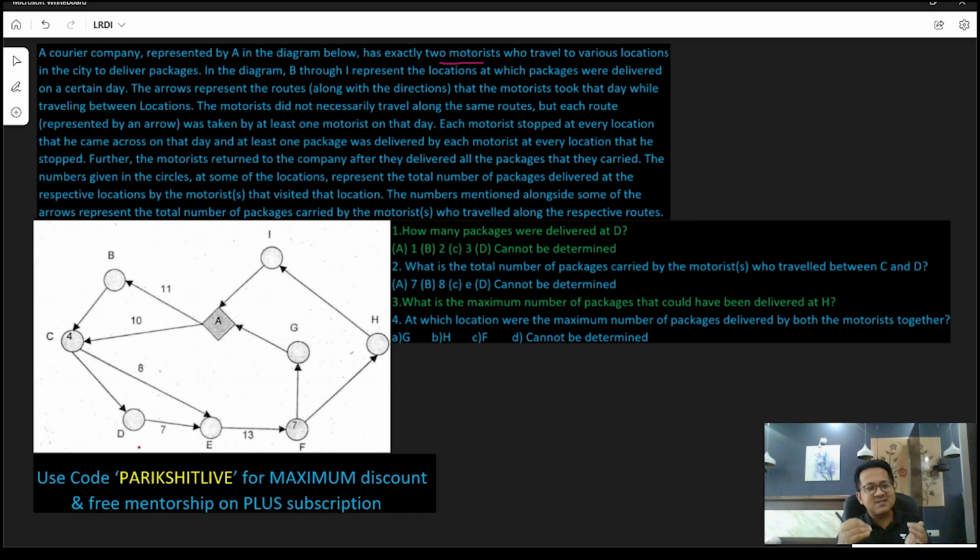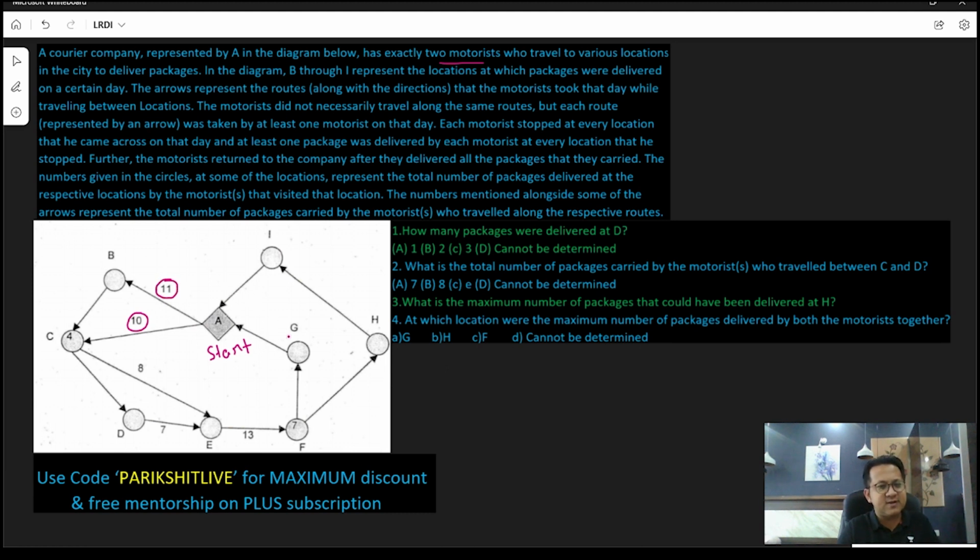Now for a roots and networks caselet, I would strongly recommend that a good point to get started is always total how many packages were actually taken out from A. Remember, A was our start. So total how many packages actually moved out of A. So can you see from A, there are two lines, AB and AC. So from AB and AC, 11 and 10 packages, that was the start.